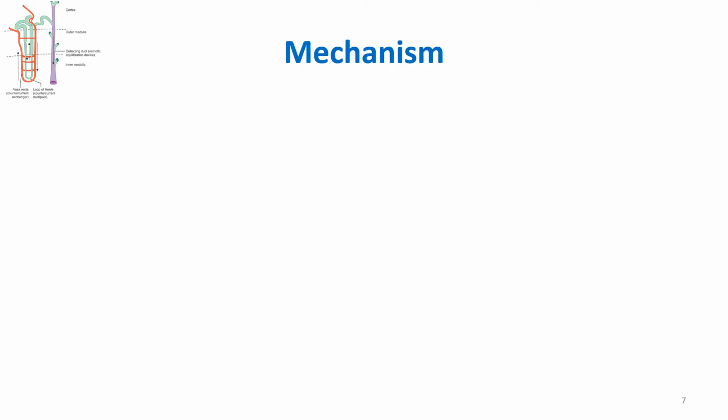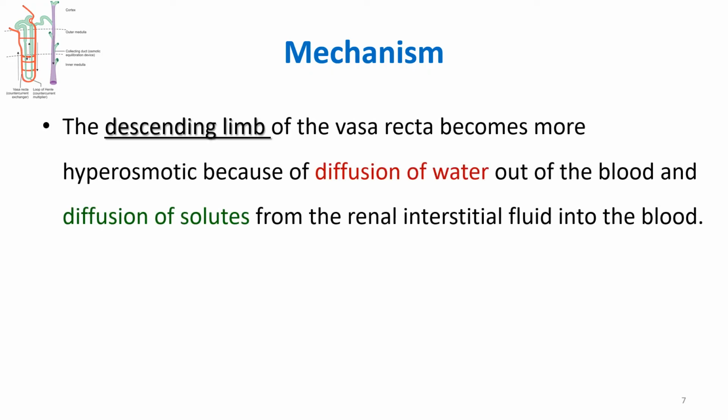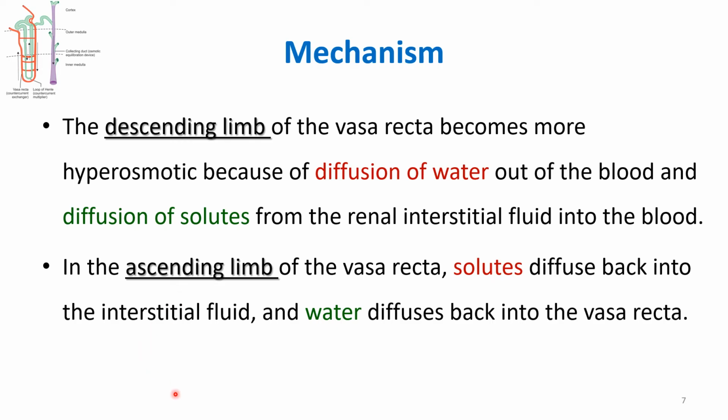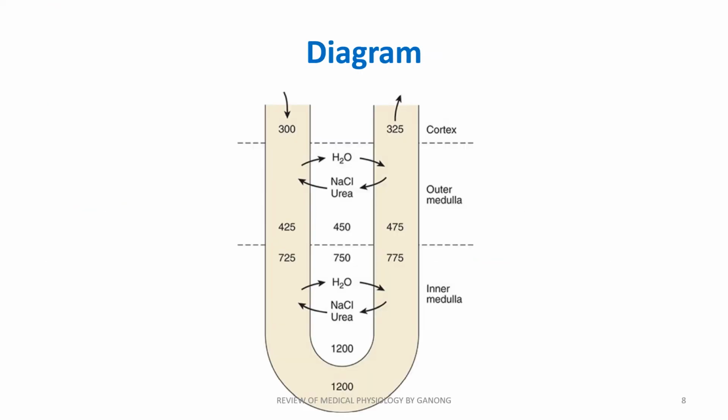So you can write these points also here, that is, the descending limb of vasa recta becomes more and more hyperosmotic because of the diffusion of water out of the blood and diffusion of solutes from the renal interstitial fluid into the blood. And in the ascending limb of vasa recta, the solutes diffuse back into the interstitial fluid and water diffuses back into the vasa recta. And then maybe you can draw this diagram.